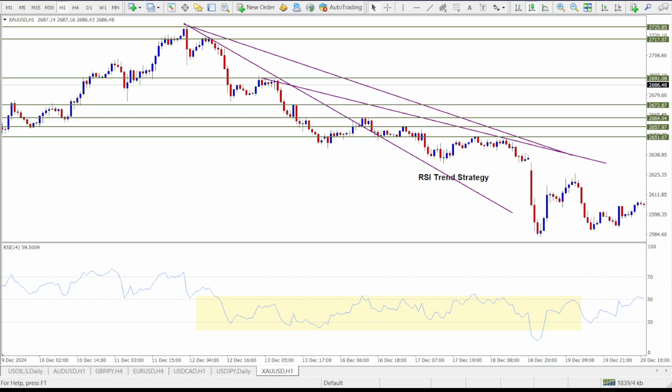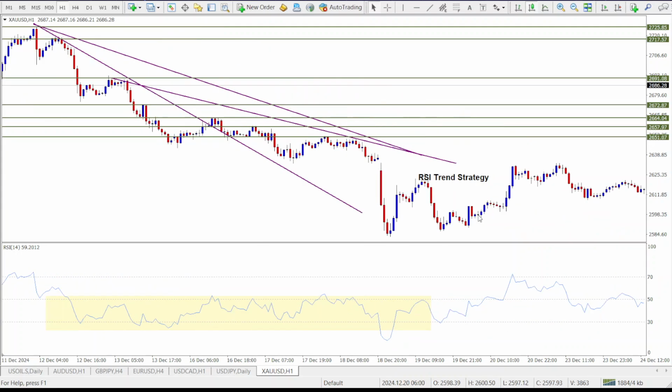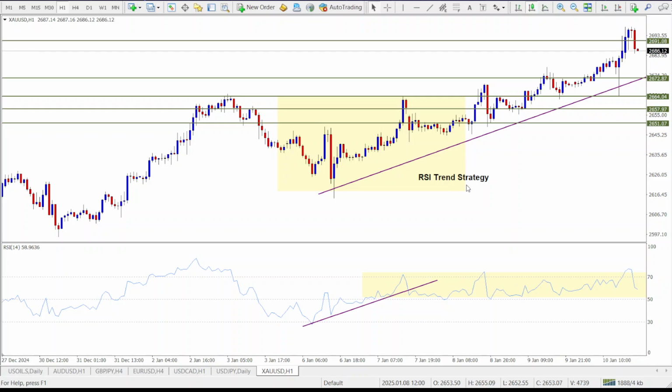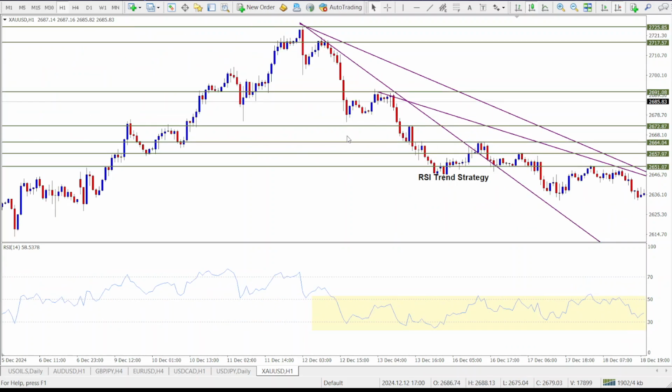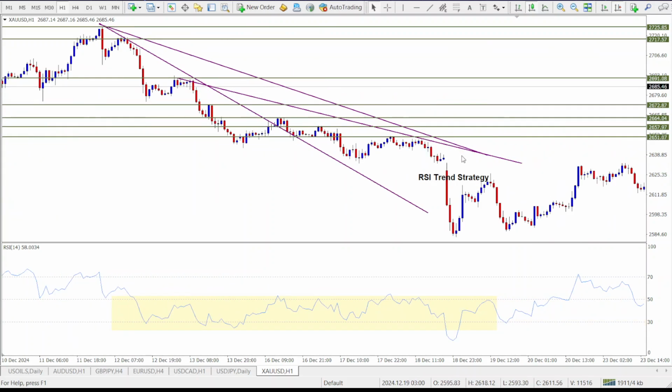Okay, so now that you understand how the RSI works in the context of trend analysis, let's review how to put it all together. The first step is to identify the trend. Determine whether the market is in an uptrend or a downtrend. In the example we looked at, it was an uptrend, and in this other example that we looked at, it was a downtrend. Now secondly, your RSI confirmation.